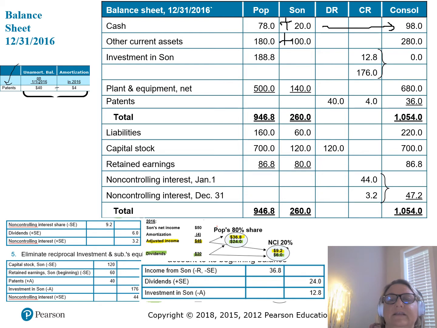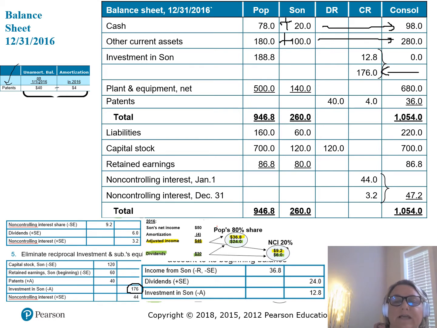Nice and easy. Okay, so the next part is this investment in Sun, and I want to tell you what this comprises. It comprises 2 things. If you walk back to the problem, way back at the beginning, they bought Sun for 176. And here I'm pulling it out in this reciprocal investment journal entry. Unfortunately, I wasn't able to squeeze that slide on there, but this is what they bought Sun for, right here.